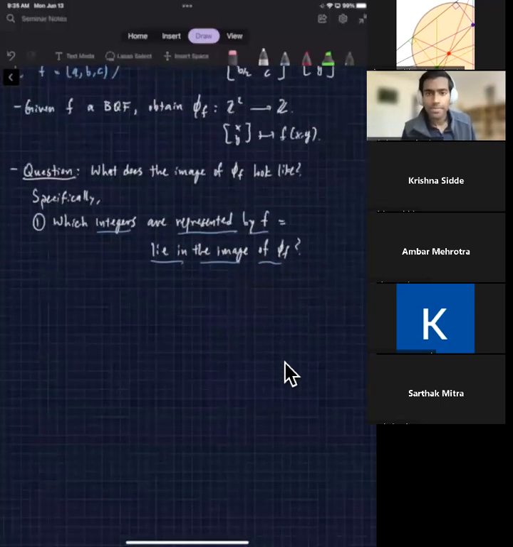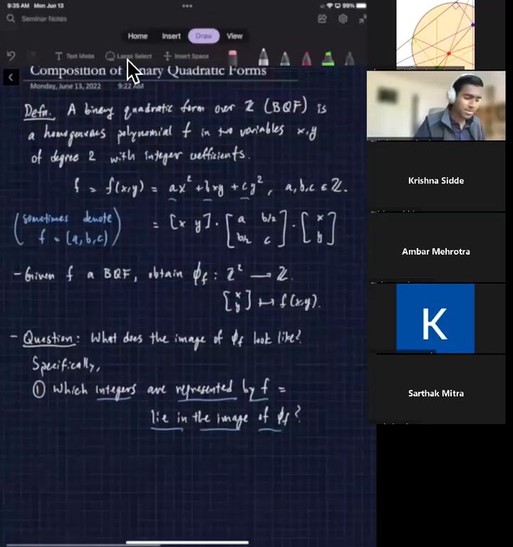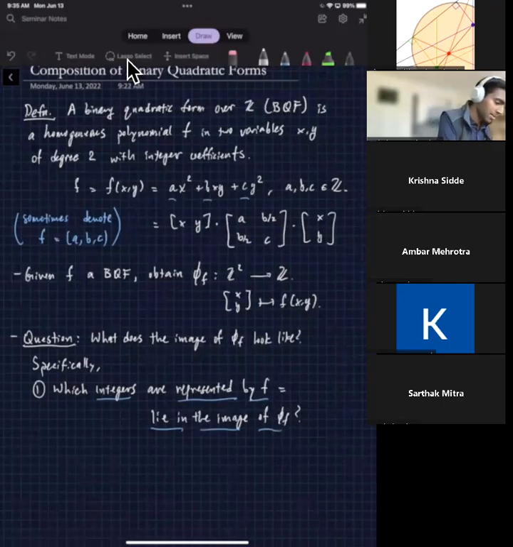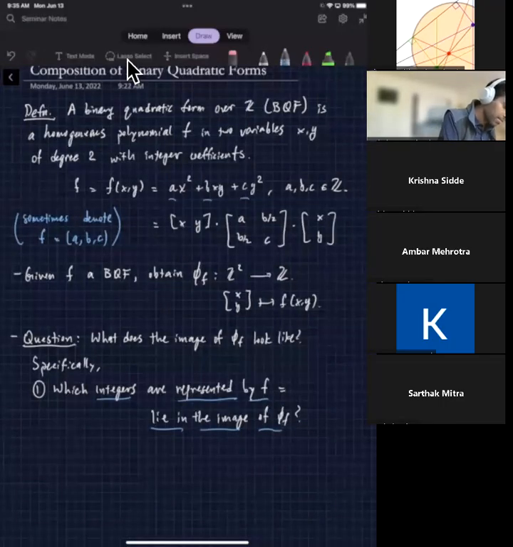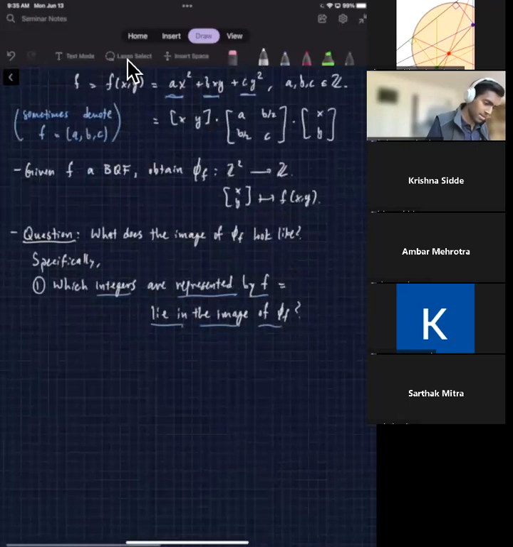There's a question: what is a homogeneous polynomial? Yeah, so a homogeneous polynomial is a polynomial where every term of the polynomial has the same degree. So as you can see in this binary quadratic form f, every term has degree 2 in the variables x and y. Yeah, so that's the definition of homogeneous.